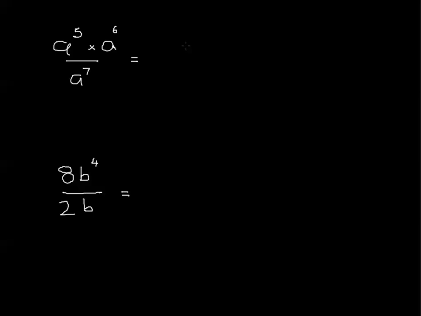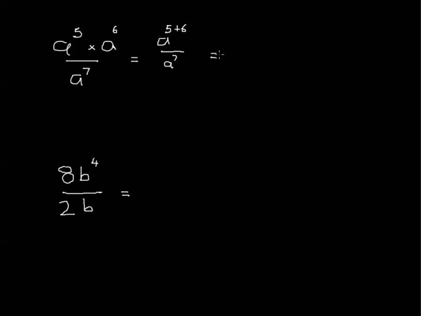So we're going to have a look at some more questions. We're going to replace the numbers with letters. So we've got a here, so a to the power of 5 times a to the power of 6 over a to the power of 7. What we're going to see is that this is exactly the same way as solving the previous one. We're just going to end up with a letter instead of a number as the base. So we've got a to the power of 5 times a to the power of 6. So that becomes a to the power of 5 plus 6 over a to the power of 7. So you can see nothing's changed.